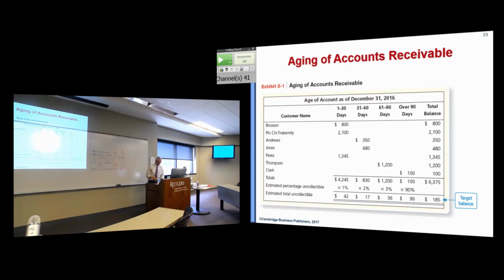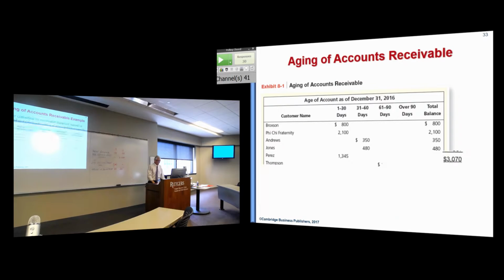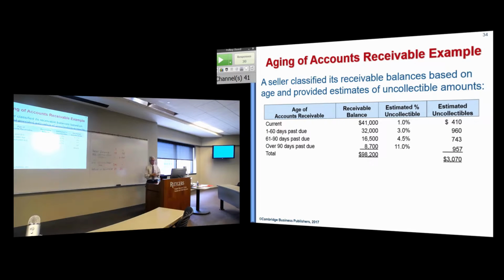Let me show you another one. Here's another agent. And this time we don't have all of the customers' accounts listed. So in this case, you've got 98.2 of receivables, and you expect that the uncollectible accounts will be 37. We'll play with this a little bit more in a few minutes. But I just want to let you know that the aging is really applying percentages against specific categories.